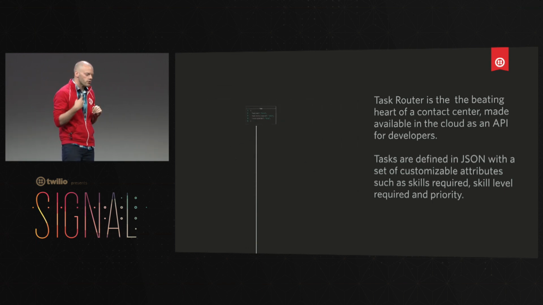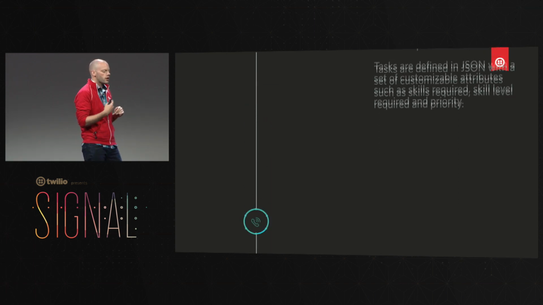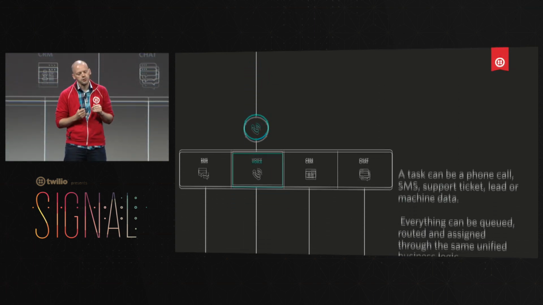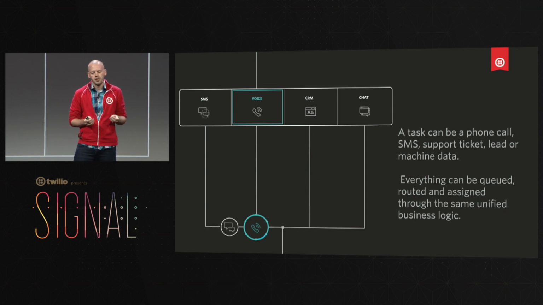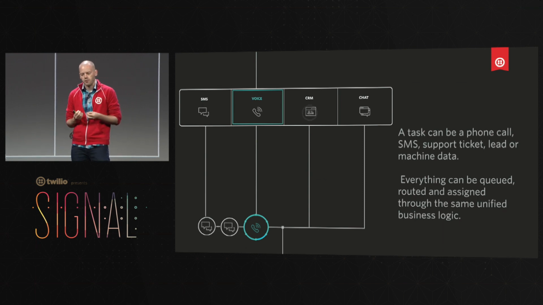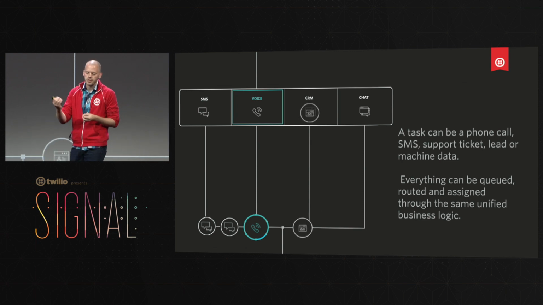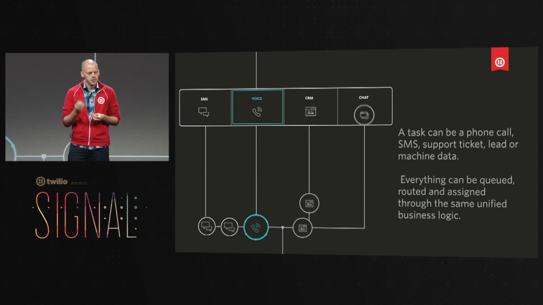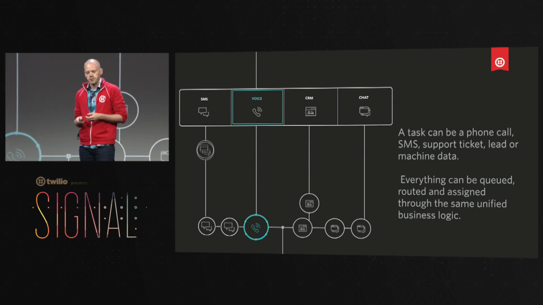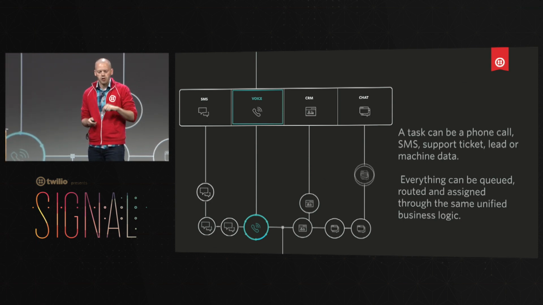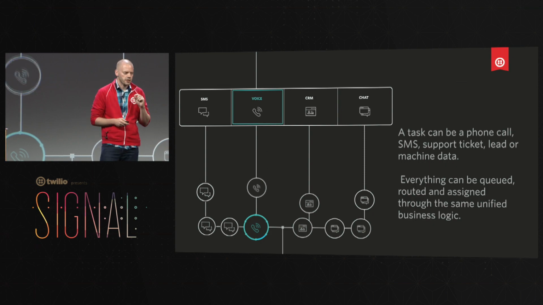And so as we follow that task through the life cycle of TaskRouter, what you see is it's not just a voice call, but there are things coming in from SMS. There are things coming in from your CRM or from your email. There are things coming in from chat. Every single task type can be handled through the same unified business logic. And that business logic lives inside the workflow.